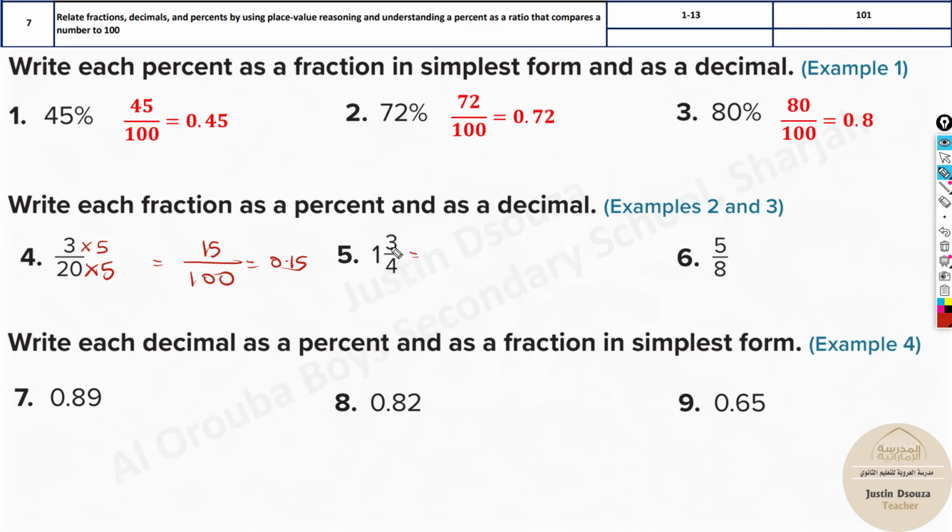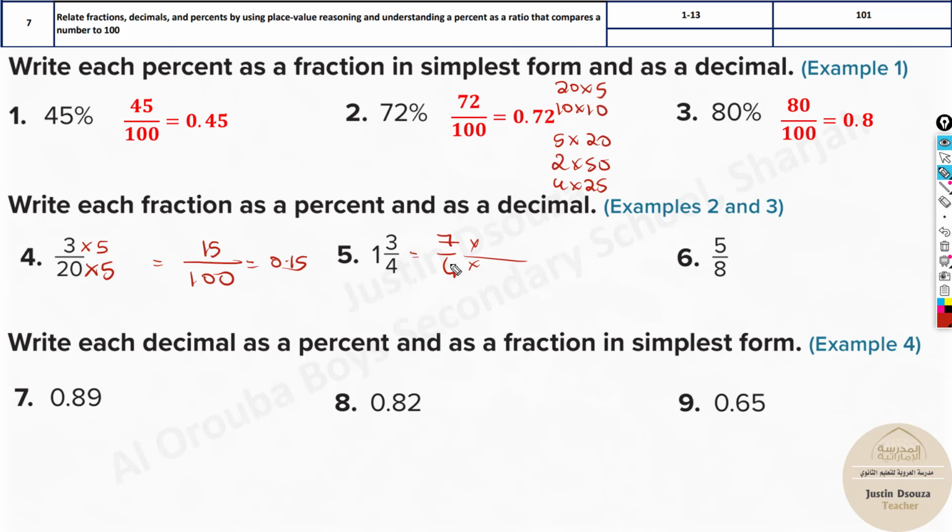4 times 1 is 4 plus 3 is 7 over 4. Now it's up to you how to get it in terms of 100. What do you have to multiply here? See, remember these tables. If it is 2, you need to multiply by 50 to get 100. If it is 4, you need to multiply by 25. If it is 5, you need to multiply by 20. If it is 10, you need to multiply by 10. If it is 20, you need to multiply by 5, and so on. These are a few of the things.